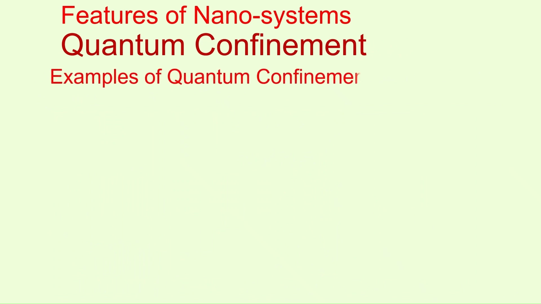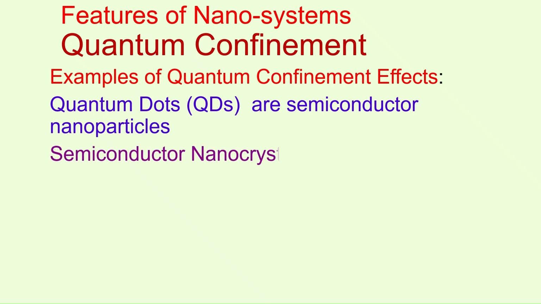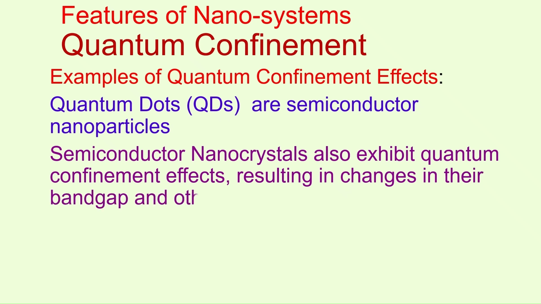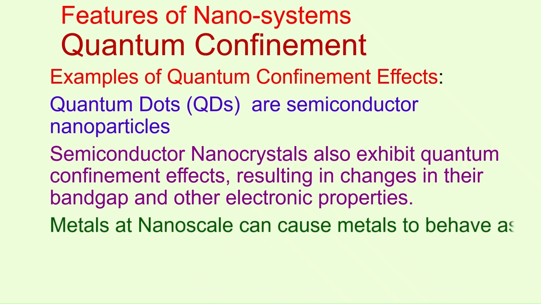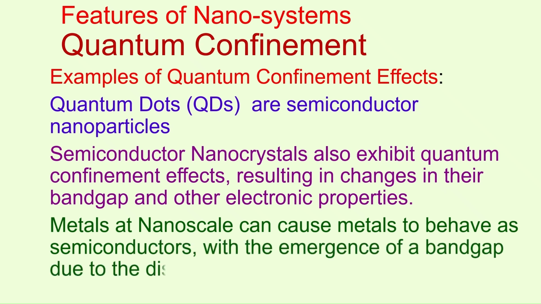Examples of quantum confinement effects. Quantum dots, QDs, are semiconductor nanoparticles. Semiconductor nanocrystals also exhibit quantum confinement effects, resulting in changes in their band gap and other electronic properties. Metals at nanoscale can cause metals to behave as semiconductors, with the emergence of a band gap due to the discretization of energy levels.